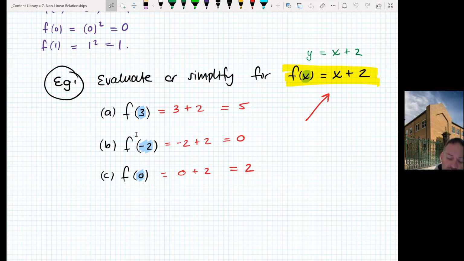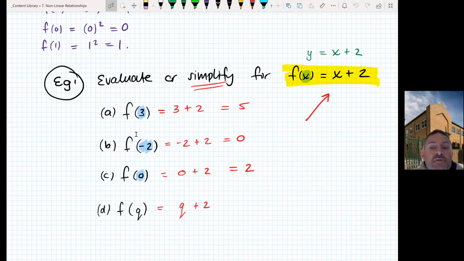Now, I could be a little bit trickier, of course, and I could say something like f of q. You might go, what on earth are you doing? Well, instead of having the 0 and subbing it into the x, or the -2 or the 3, I'm simply subbing in the q for the x value, which means I'd have q plus 2. That's why I've said to evaluate, which means to find the number or the value, or simplify, q plus 2. That's done. We could go even more challenging and say f of, let's say, a plus 4.